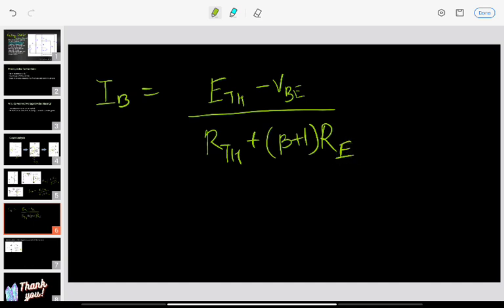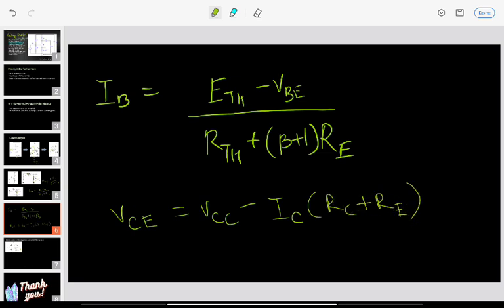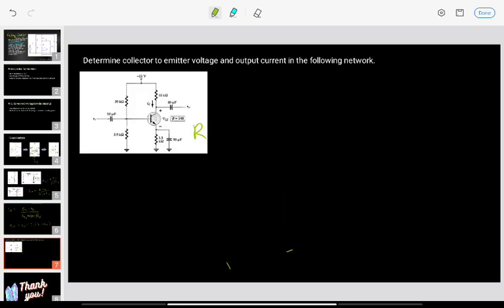This is the IB, and when we apply KVL on the output loop, we will get VCE, which is VCC minus IC times (RC plus RE). Now using these equations, let's try to solve this question that we have here.